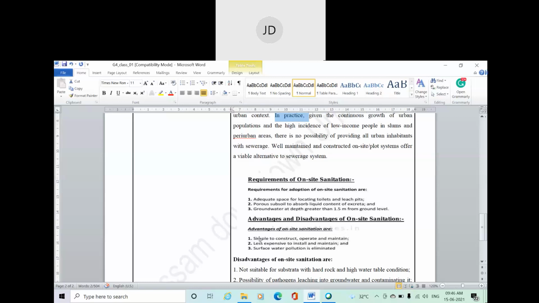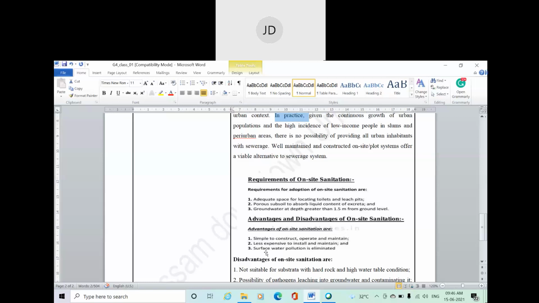Since you require very basic equipment, or you can say a basic design idea, for a pit latrine or a septic tank, you can go for on-site sanitation. It is cost effective also. Even the construction, maintenance and operation procedure is very simple. It's less expensive to install, it's cost effective, and surface water pollution is eliminated.